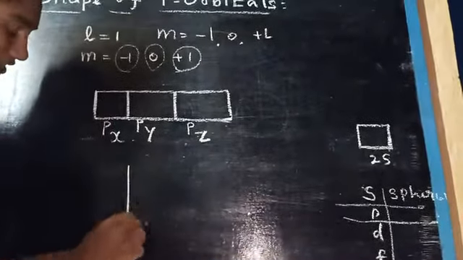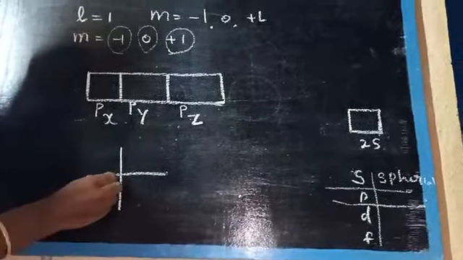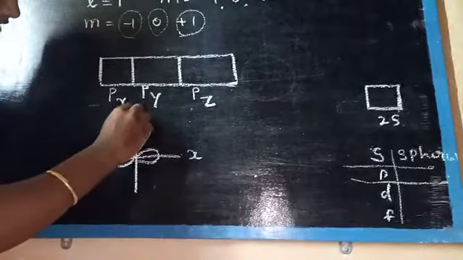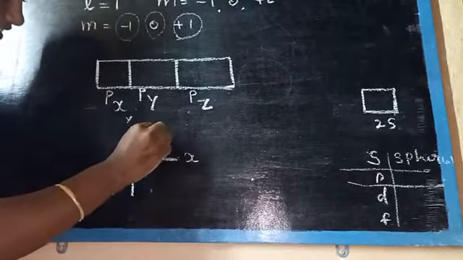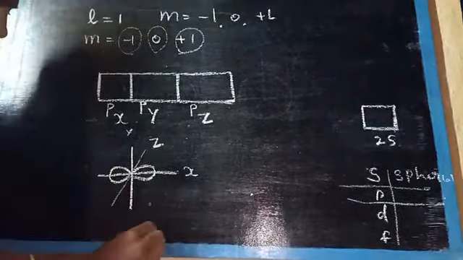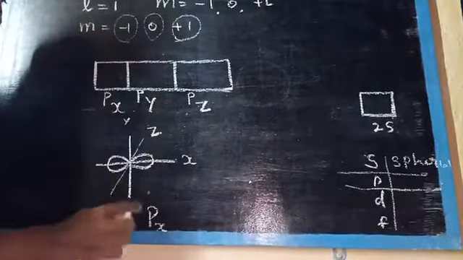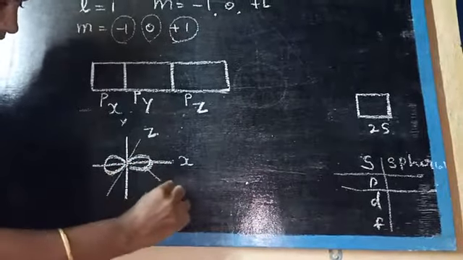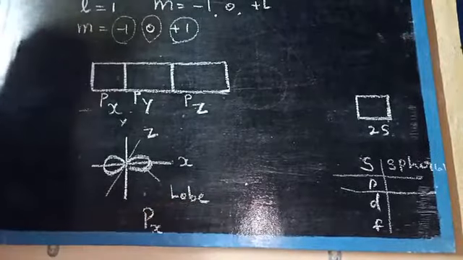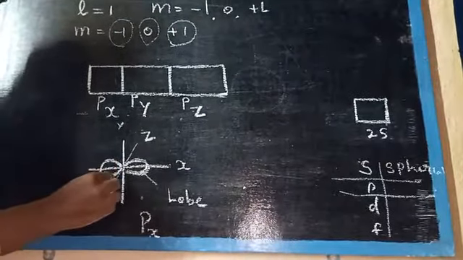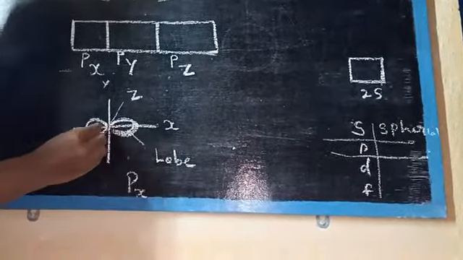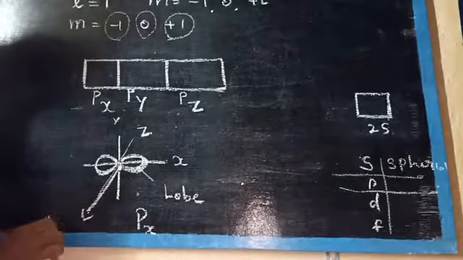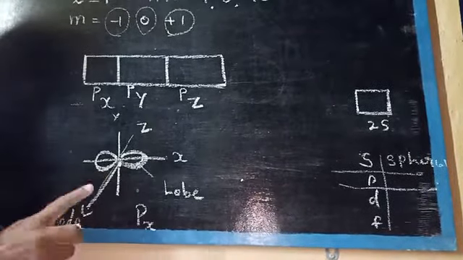Now draw the diagrammatic representation. Here the electron is present. This one for the x-axis, this one the y-axis, and this one the z-axis. Now in the px orbital, the electron is present here. Here we call the term a LOBE. This is one lobe on one side, and this is another lobe. These 2 lobes meet at a point, and this point is called a node, because the p orbital has one node.